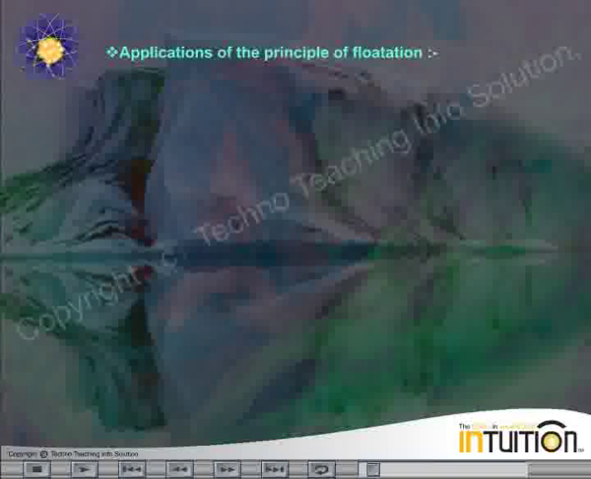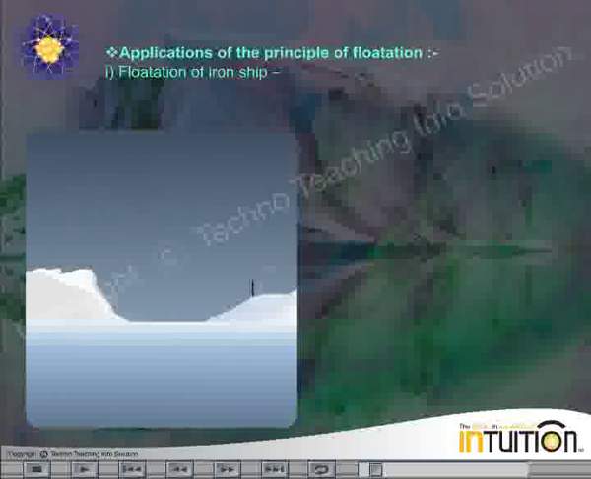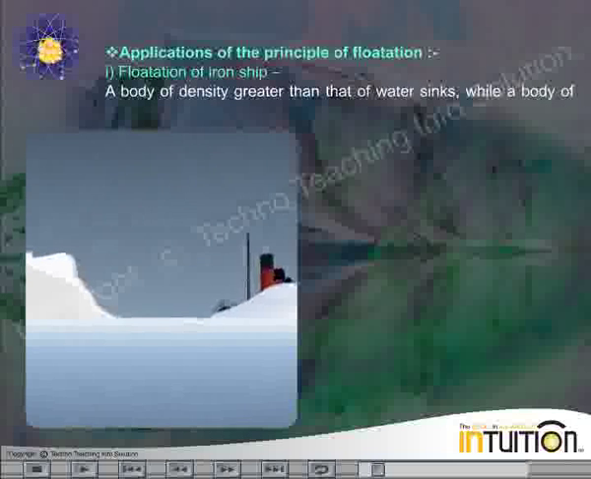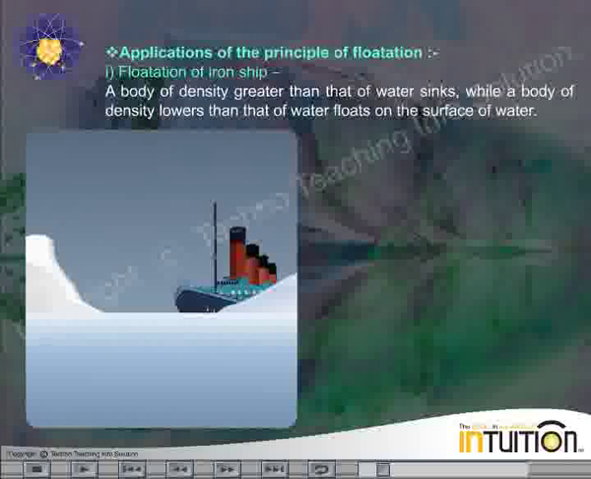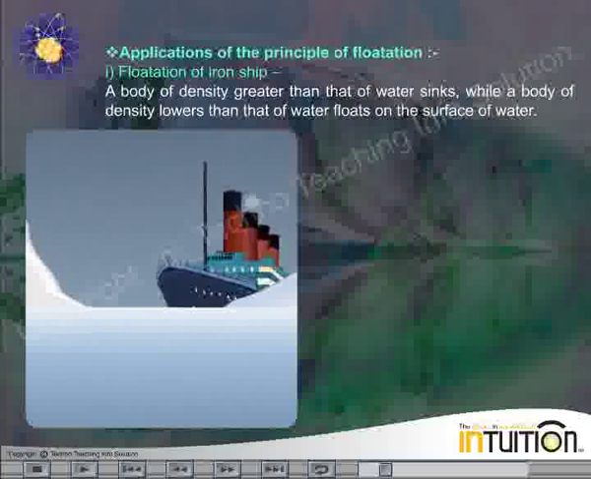Applications of the Principle of Flotation. 1. Flotation of iron ship. A body of density greater than that of water sinks, while a body of density lower than that of water floats on the surface of water.